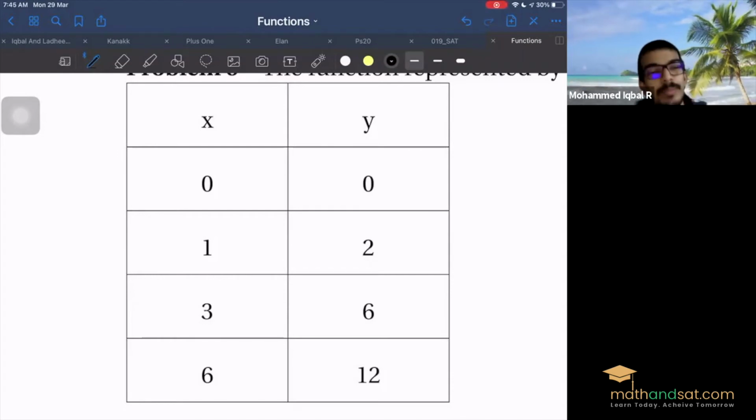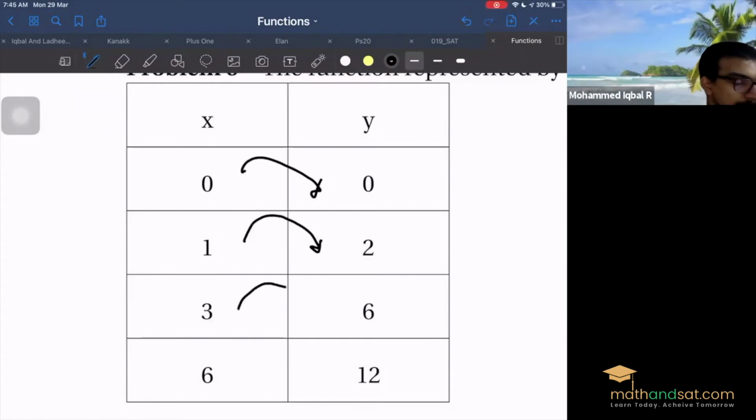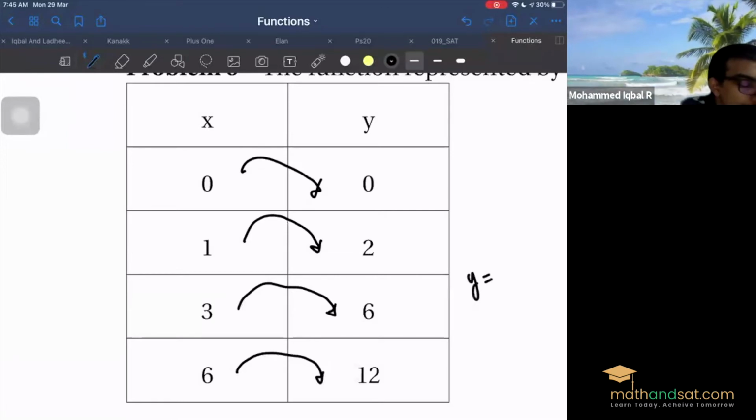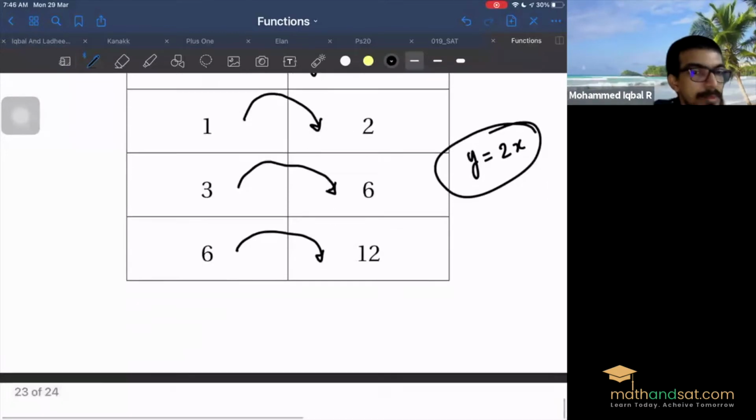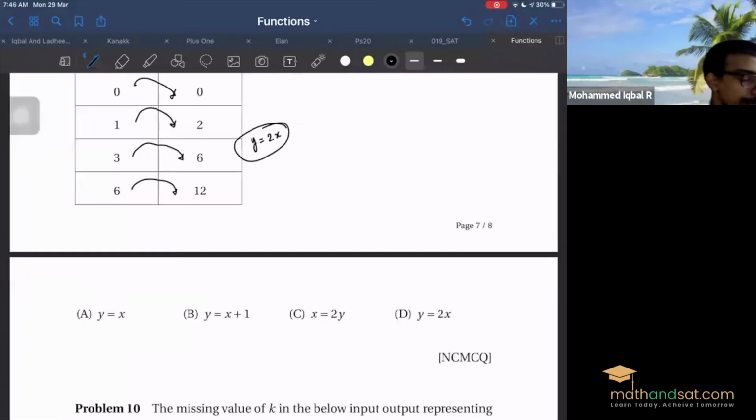The y values are 2 times the x values, right? See, this is 2 times 0. This is 2 times 1. 2 times 3 is 6. 2 times 6 is 12, right? So we can write y is 2 times x. Of course, there's a standard procedure to arrive at this answer. If things are not this easy, there is a standard procedure. I haven't discussed that yet. Do not worry. We will come to that. So our answer is y is equal to 2 times x.